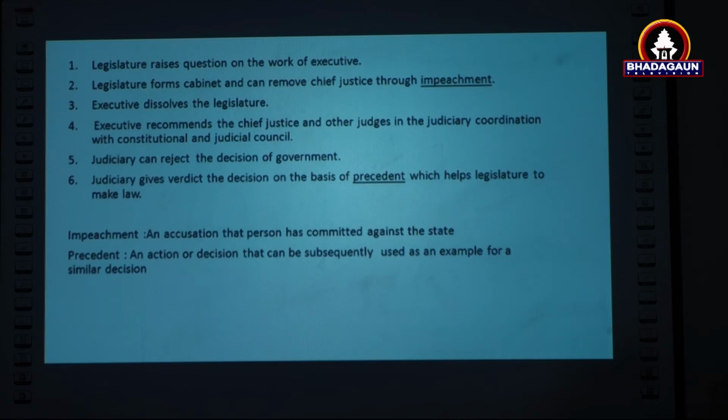Whenever the Supreme Court gives any kind of verdict, judgment, at the time it explains the spirit of the law. That explanation is said to be precedent. It means in Nepali नजिर. This precedent itself later becomes a law, when the Supreme Court announces its decision in a case.